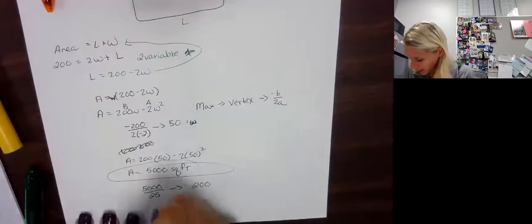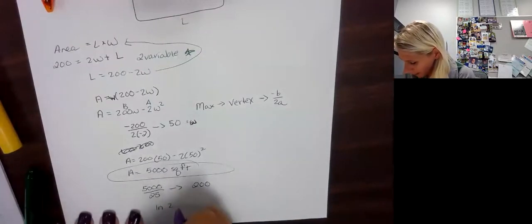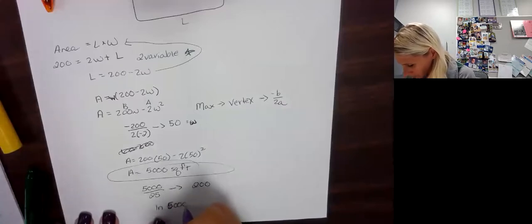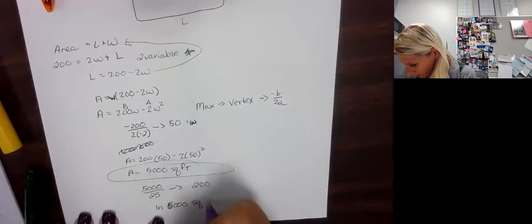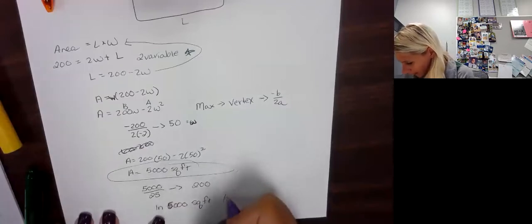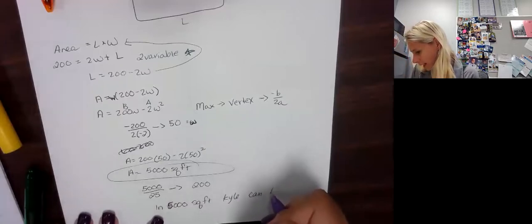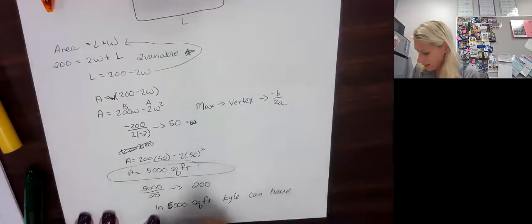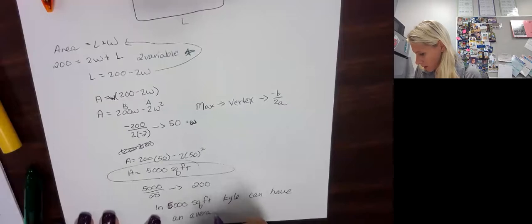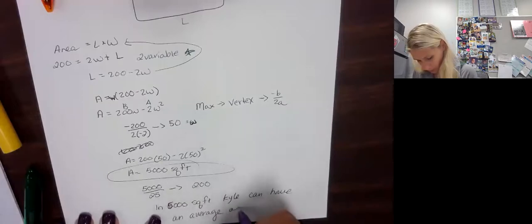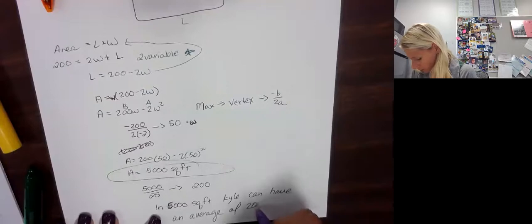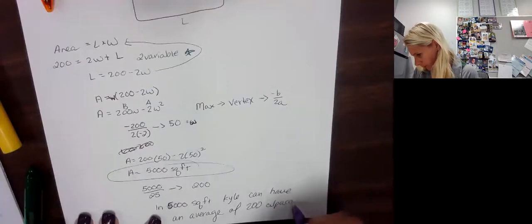So in 5,000 square feet, Kyle can have an average of 200 alpacas. Whew.